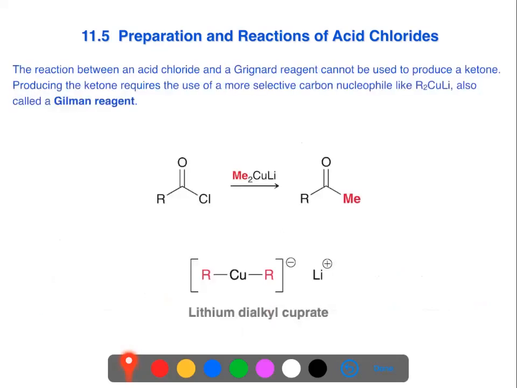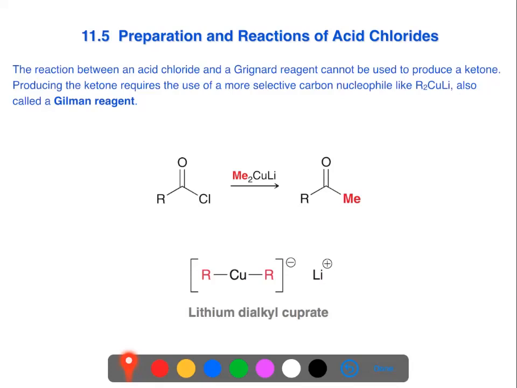Now, like we saw for hydrogen nucleophiles, if we want to stop at that intermediate stage, and for this scenario, we'd want to stop at the ketone stage, we need to use a more selective carbon nucleophile than an organolithium or a Grignard reagent. And again, choosing a one equivalent situation isn't going to necessarily give you the ketone as the major product. You'll end up with a mixture of the alcohol and the ketone in those particular scenarios.